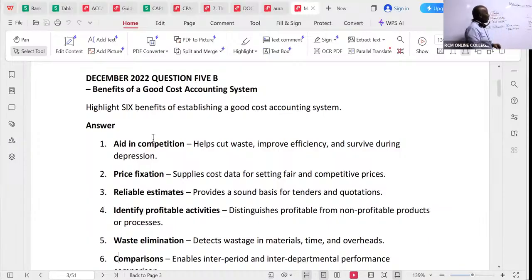All right, this is the concept of management accounting: getting systems that ensure we are cost leaders. Number 2, if we have a cost accounting system, price fixation will never be an issue. It supplies cost data for setting fair and competitive prices. Number 3, reliable estimates, because of the concept of budgeting and the setting up of quotations.